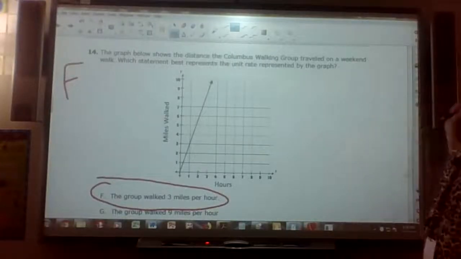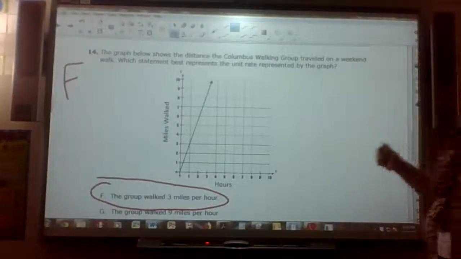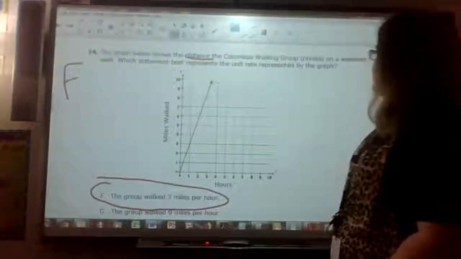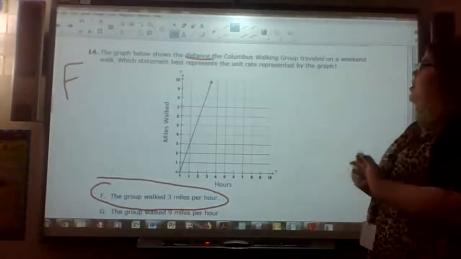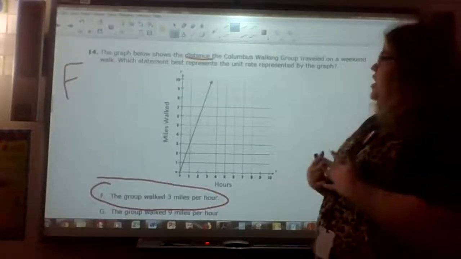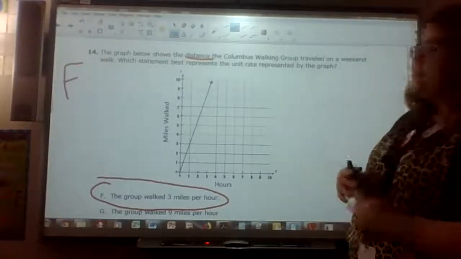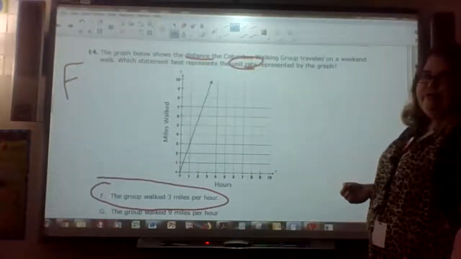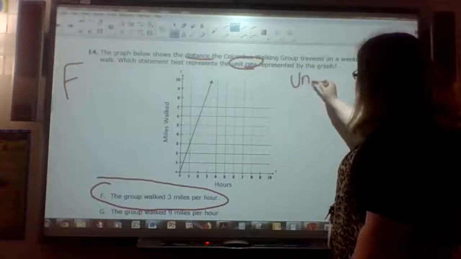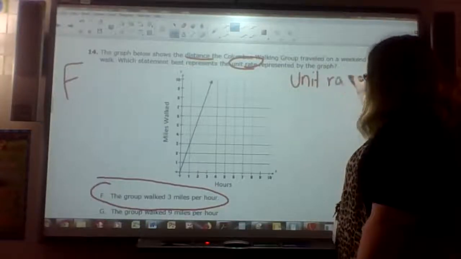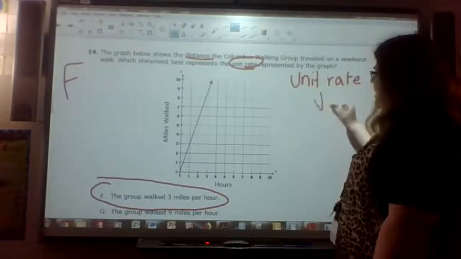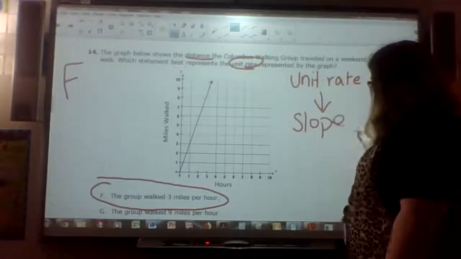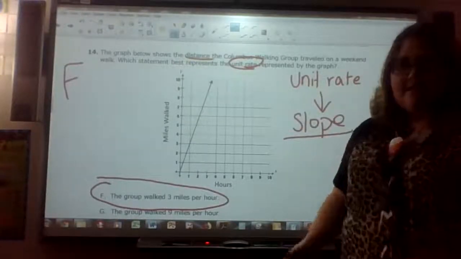The graph below shows the distance between the Columbus walking group traveled on a weekend walk. Oh, Lord, we're talking about distance. Which statement best represents the unit rate by the graph? Okay. Unit rate is the same word as slope. It's asking you what's the slope.